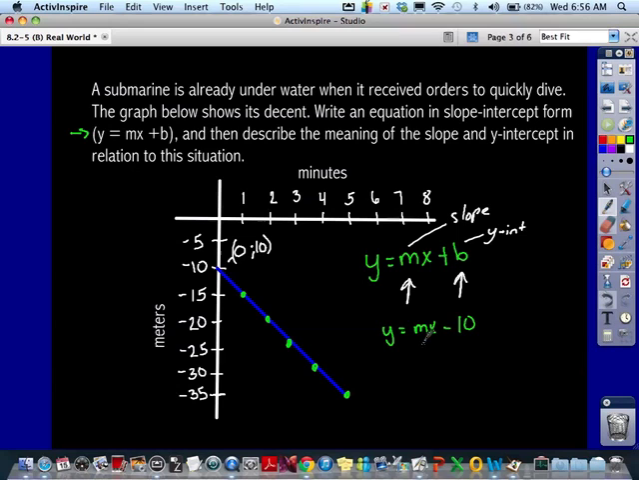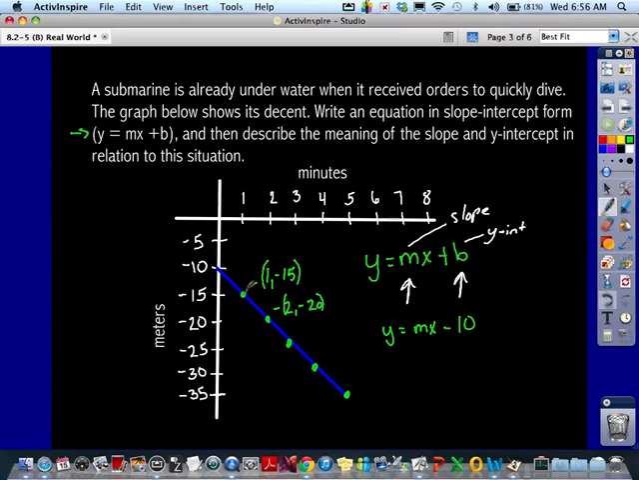But I still need to know what m is. So I'm going to find 2 points, and I'm going to do rise over run. First, I know that my slope is going to be negative because, let me get rid of this, kind of looks funny, because it's sloping downward. We're descending, so it's got to be a negative slope. So this is the point right here of (1, -15), right? Yeah, I think I got that right. And this point here is (2, -20).